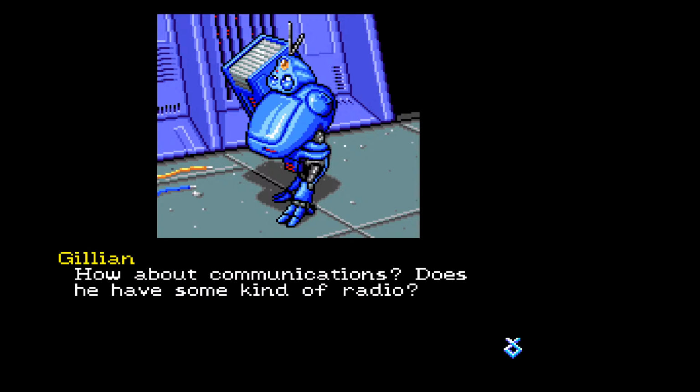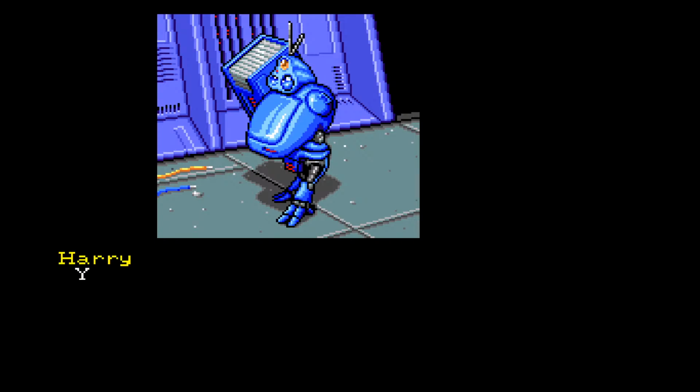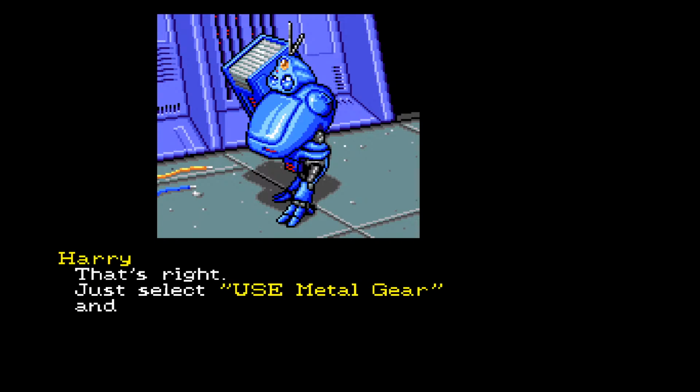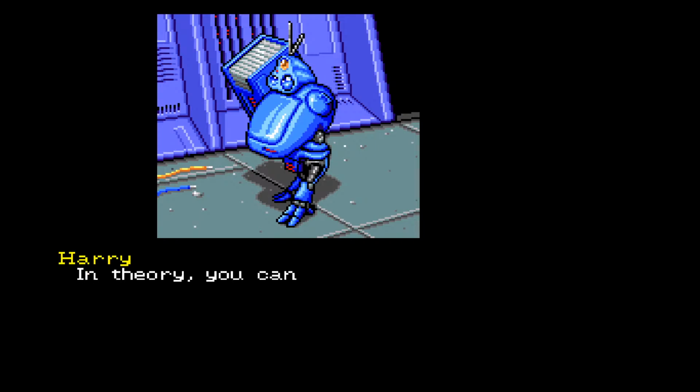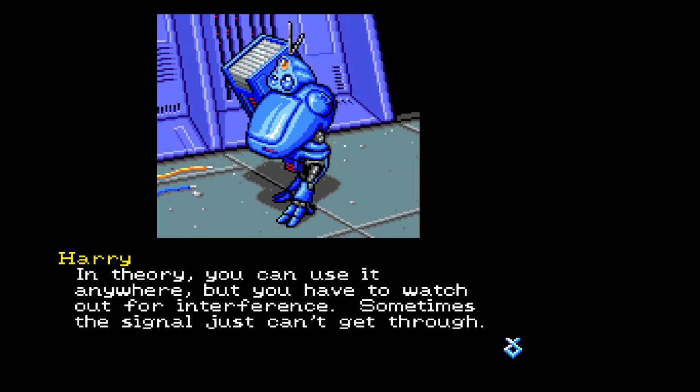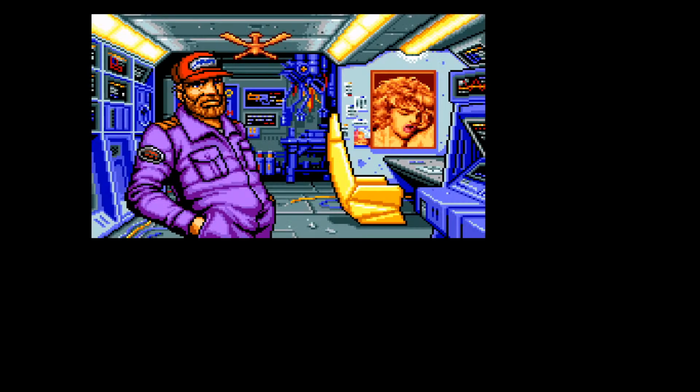How about communications? Does he have some kind of radio? Yep, there's a video phone installed. A video phone? That's right. Just select Use Metal Gear and then use Video Phone to access it. In theory, you can use it anywhere, but you have to watch out for the interference. Sometimes the signal just can't get through.